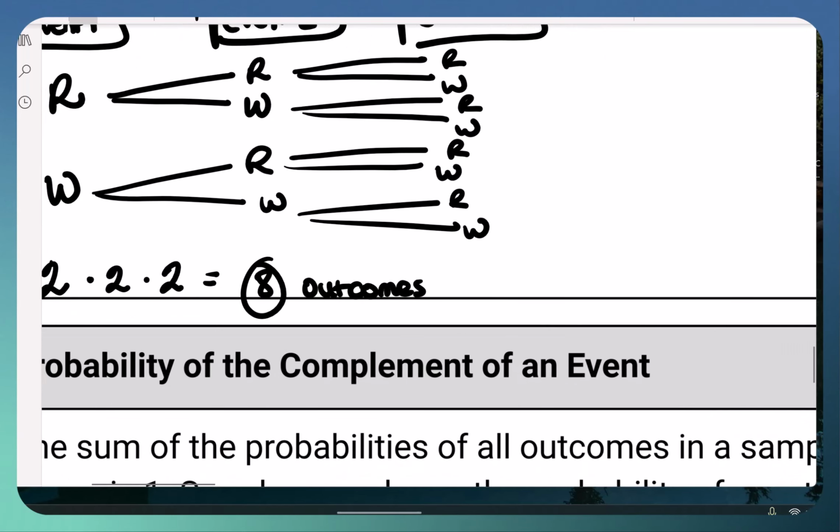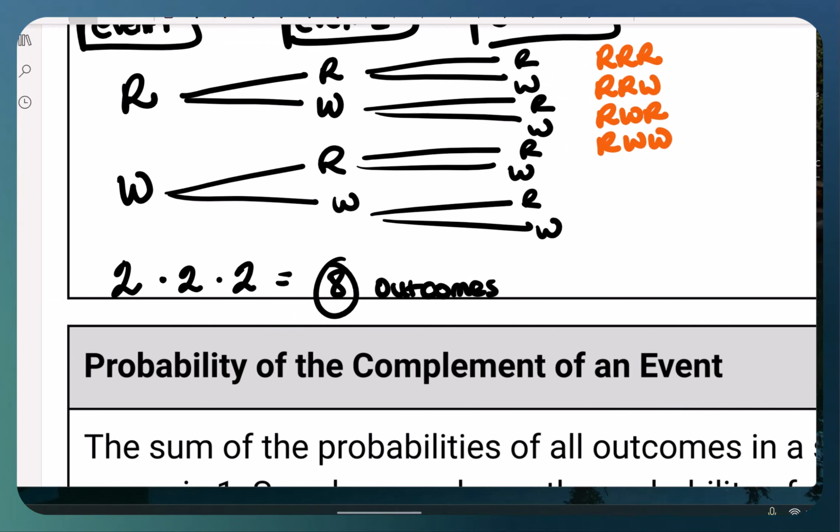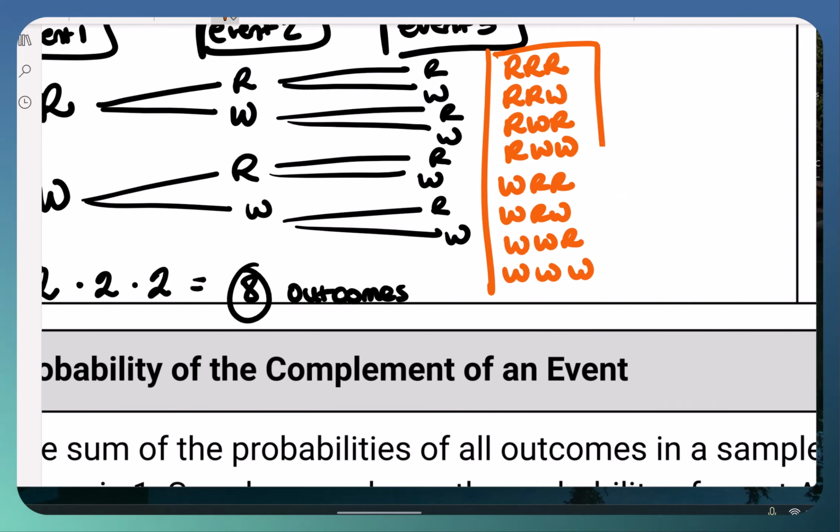So the sample space, you have to write them out. So it'll be R, R, R, R, R, W, R, W, R, R, W, W. Now that's just the top half. The bottom half is going to be W, R, R, W, R, W, W, W, R, and then W, W, W. So total sample space should have 8.